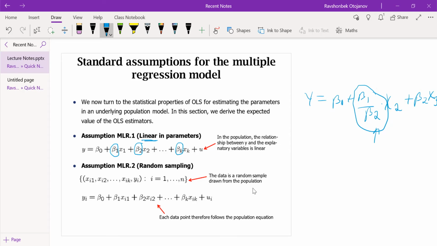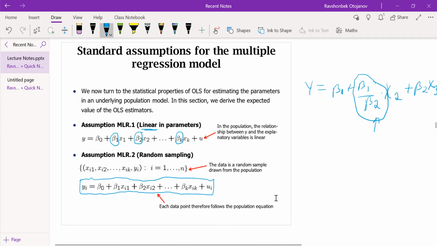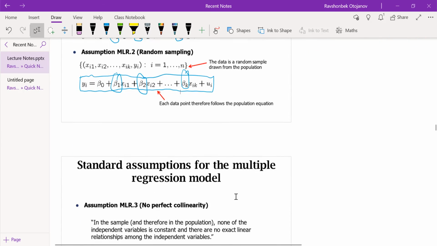Now we also assume that the samples we draw from the population are basically modeled using this population model. All the variables are randomly sampled. We would like to then estimate beta 1, beta 2, and all the betas, assuming that the data comes from the population that follows this equation. It was generated using this population equation.